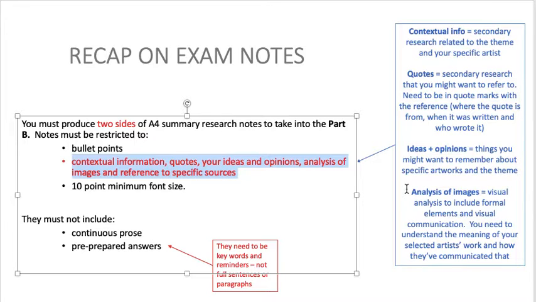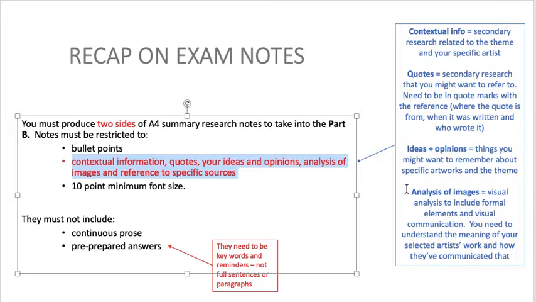So for your notes about visual analysis, there might be key things that you remember about that artwork. So it might be about a composition, it might be about a certain colour palette that's used, but remember these are only bullet points, so it just needs to be a few key words. You can't write full sentences. These are just reminders, things that you need to remember to include when you're in the exam.